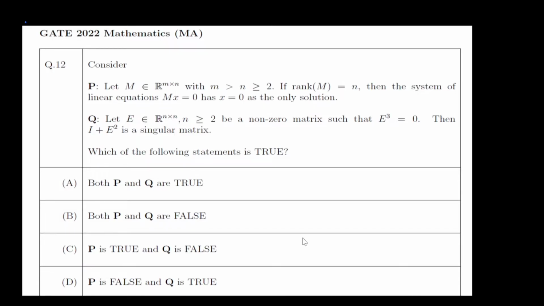Today in this video we are solving question number 12 of GATE 2022 Mathematics, and this is a question from linear algebra. The question says to consider two statements P and Q, and we have to show whether P is true, or Q is true, or both are false. Four options are given.